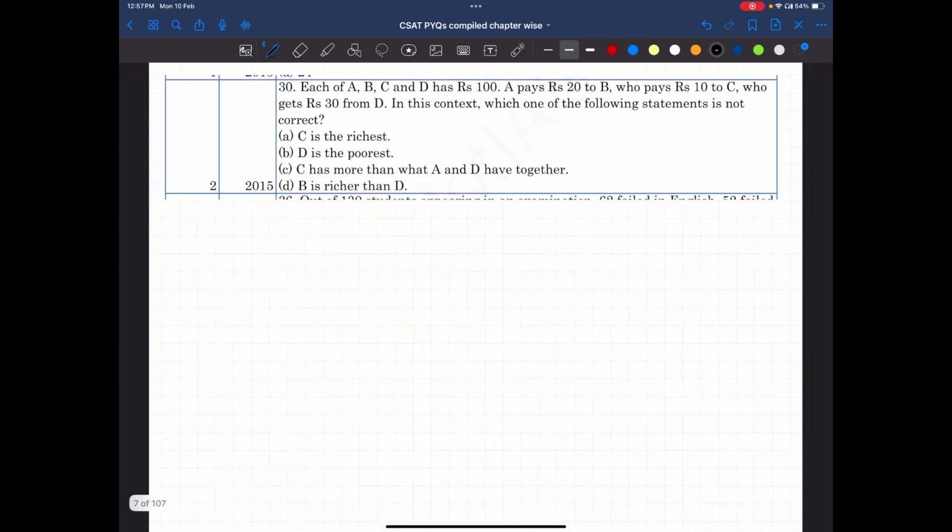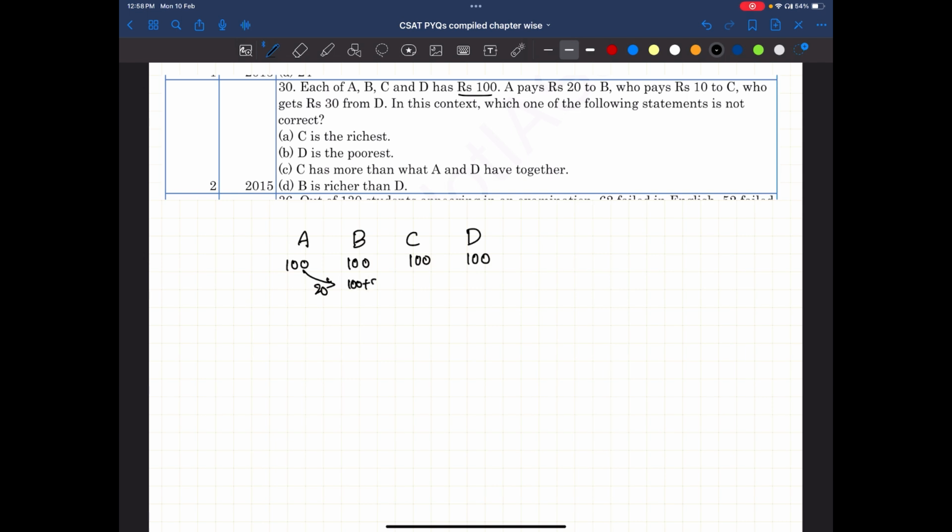Now let us go to the second question. Here each of A, B, C and D has 100 rupees. A pays 20 rupees to B. Now come. A, B, C, D, each has 100 rupees in the beginning. Now what happens? A pays 20 rupees to B. Now A is giving 20 rupees. What happens?